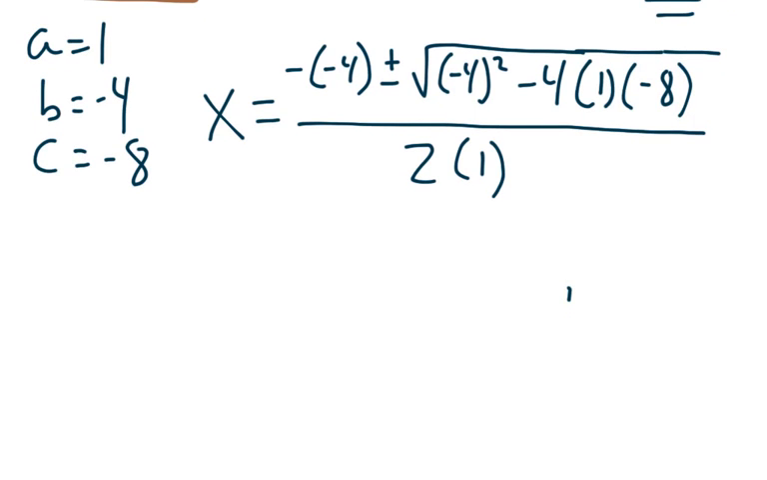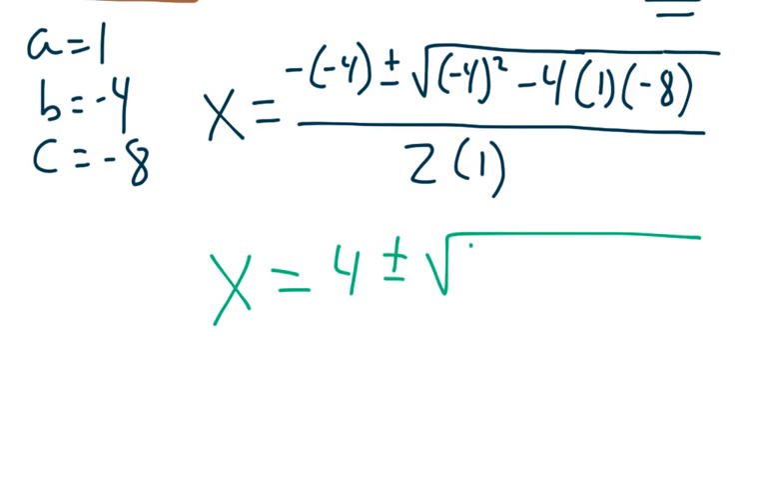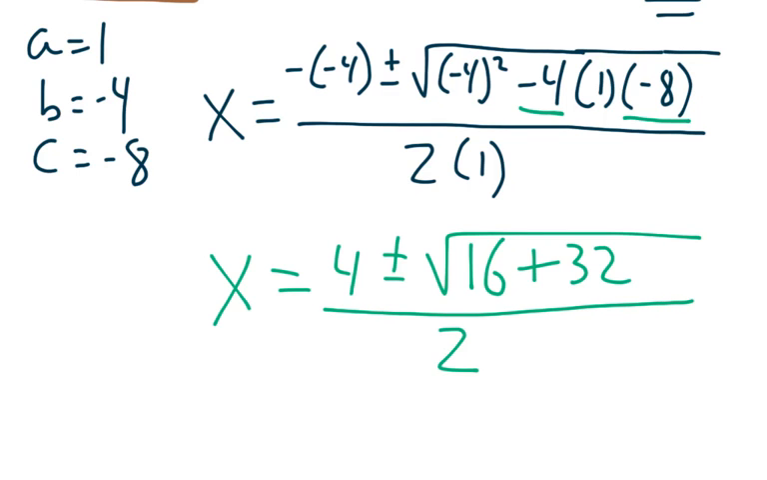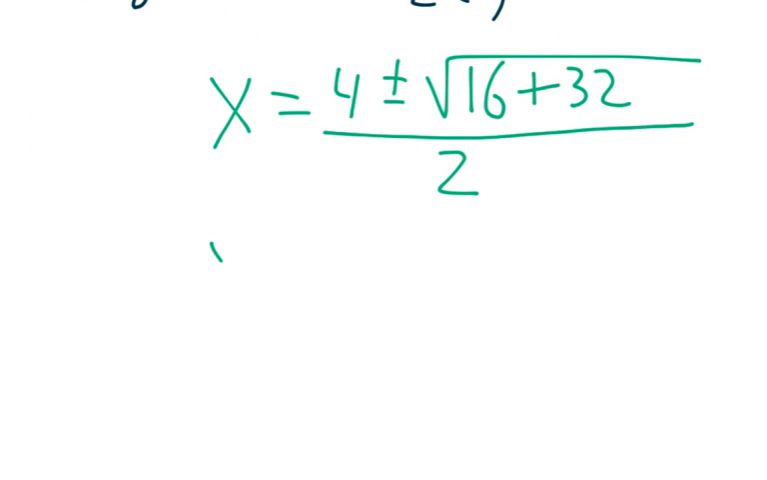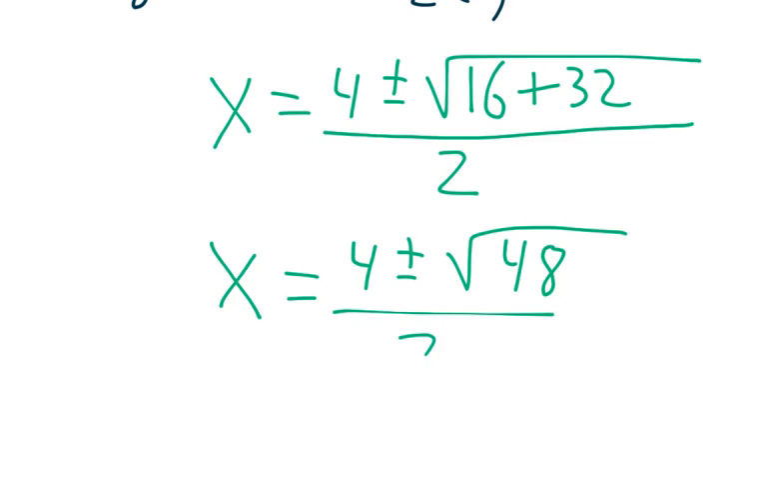Let's keep going. So x equals 4 plus or minus, negative 4 squared is positive 16, because it's negative 4 times negative 4. So then over here you have minus 4 times minus 8, that's a plus 32. Don't get fooled by the negatives, all over 2. We can keep going yet. X equals positive 4 plus or minus root 48 over 2.